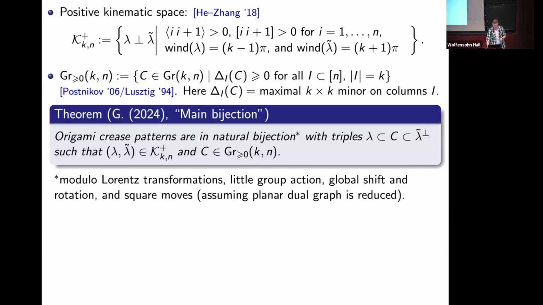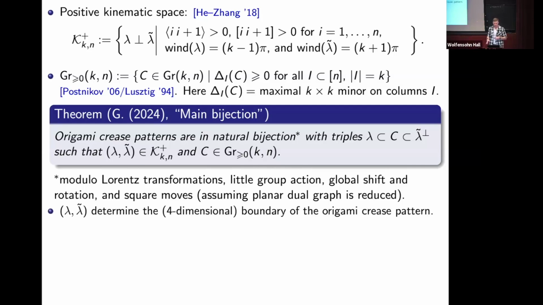Basically you've got these triples on the one side and origami crease patterns on the other. If you just focus on lambda, lambda tilde, these are the particle momenta. So they determine the four-dimensional boundary of the origami crease pattern, the original boundary polygon and what happens after you fold the boundary polygon. And C determines everything else, what's happening inside the origami crease pattern.